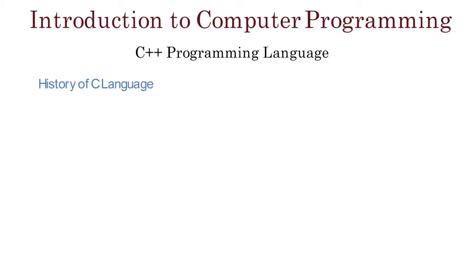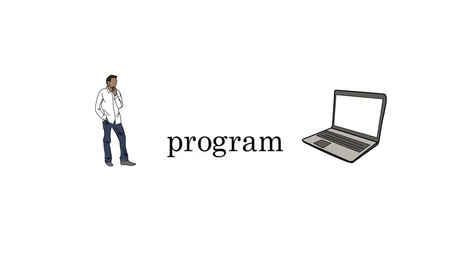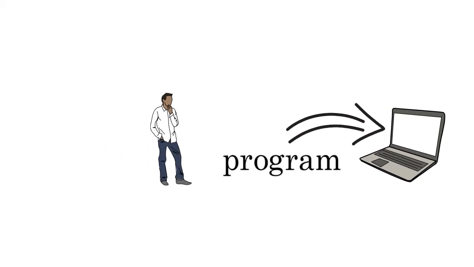C is a programming language and it was invented in Bell Labs by Dennis Ritchie in 1972. Its purpose was to write operating system. The computer cannot perform any operation by itself. So we have to write some instructions, or we can name it as computer programs. On the basis of computer programs, computer operates.